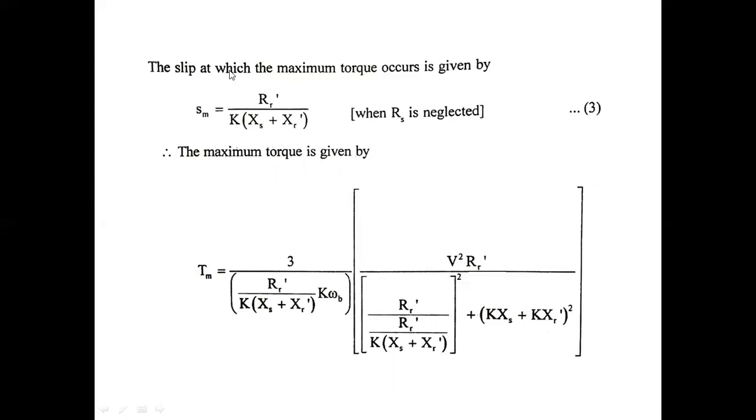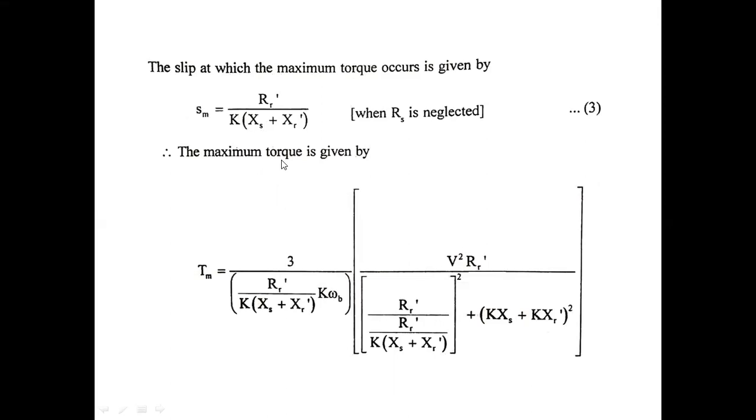But here I am writing the slip at which maximum torque occurs for variable frequency, so both terms are multiplied by k: k into Xs plus k into Xr dash. K is common, and the remaining expression becomes Xs plus Xr dash.